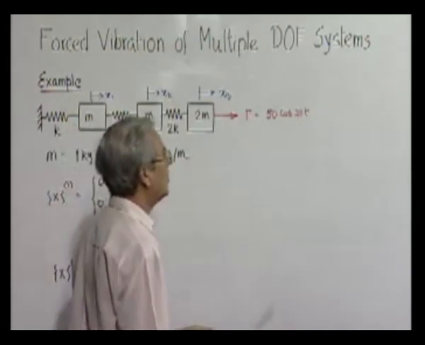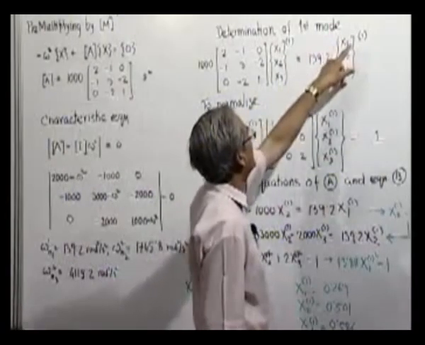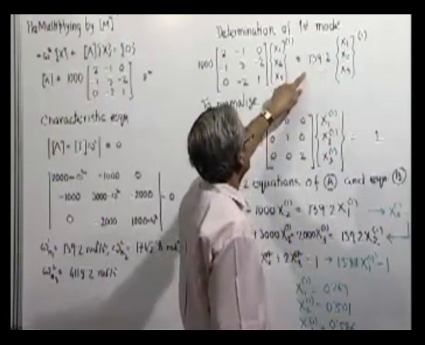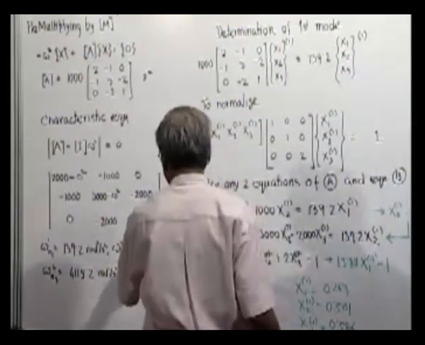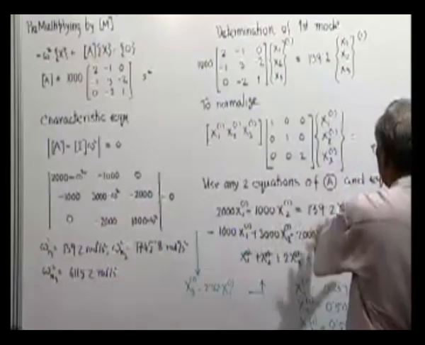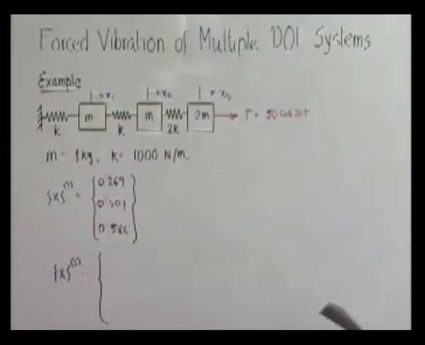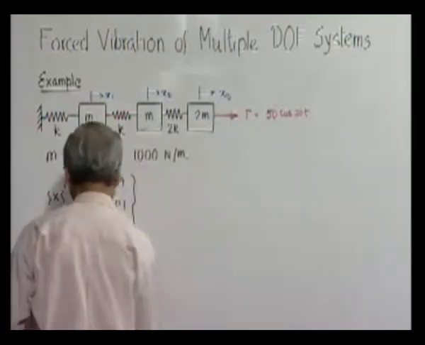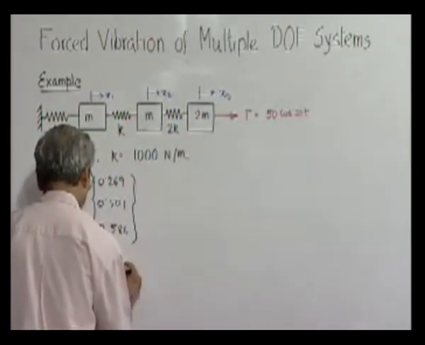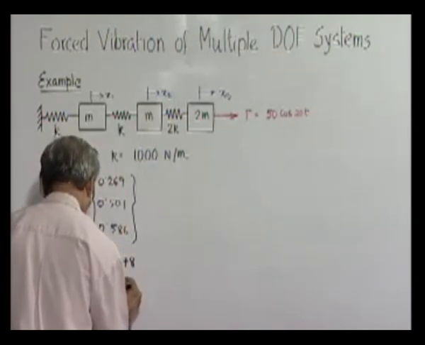Only thing what we have to do, we have to use for the second mode, and this is going to be the square of second mode, that is 1745.8. So the equations will be different, and solving that set of equations, again after normalization only we will get numerical values like this.